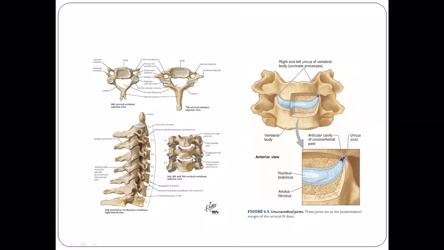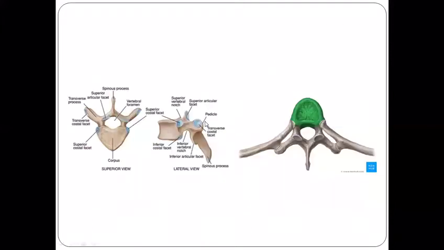It articulates with the lateral aspect of the lower margin of the above vertebra to form the uncovertebral joint. Here we have the body. So that's all the features related with the body of the cervical vertebra. It's oval shaped. And coming to thoracic vertebra, the shape of the body is heart shaped, and that's mainly for the T4 vertebra. So T4 vertebra has got this heart shape.